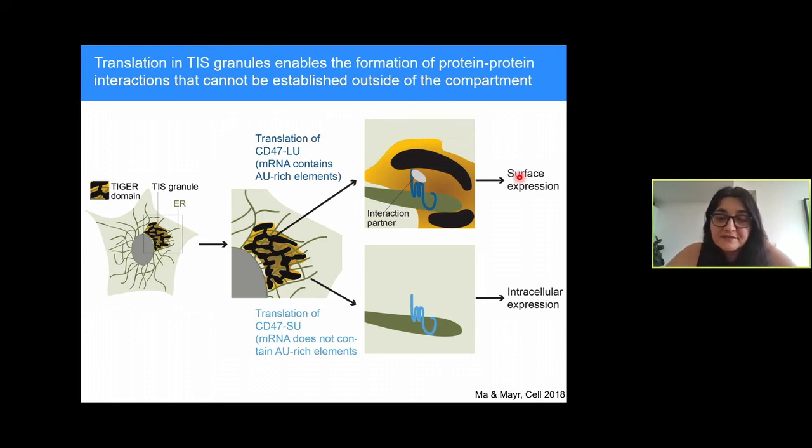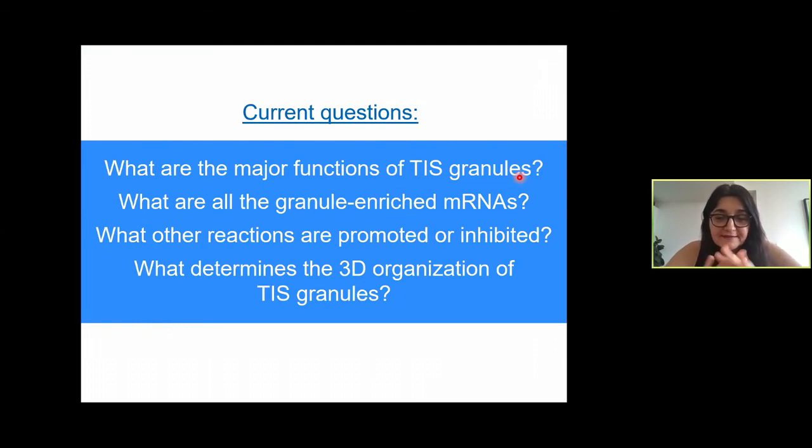So after we found the TIS granule, we had many different questions, of course, and this was not even everything. One of the major questions that we have is, what are the functions of TIS granules other than, you know, allowing SET binding to CD47? And we would like to know what are all the granule-enriched mRNAs. Other questions are, we want to identify reactions that are promoted or inhibited in TIS granules. And we want to know how the 3D organization of TIS granules is actually regulated.